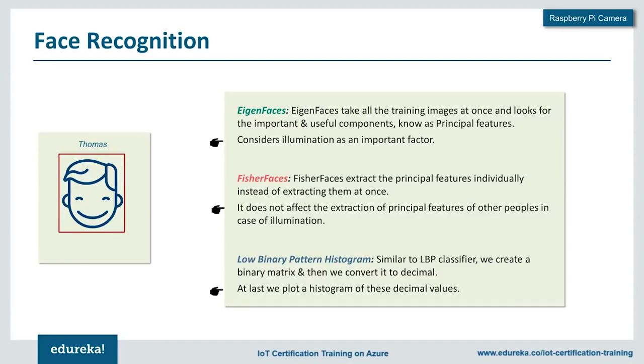But when you have your Fisherface, individual features are extracted rather than extracting one by one, and this does not have a challenge with the illumination as such. Third is your LBPH, which is your Local Binary Pattern Histogram, and this is very similar to your LBP as well. But what happens here is that you create a binary matrix, convert it into a decimal value, and then plot a histogram with respect to it. So what happens here is a comparison of the histograms. Each face will have a correspondingly different histogram, and I just compare these histograms in order to identify which face it belongs to.